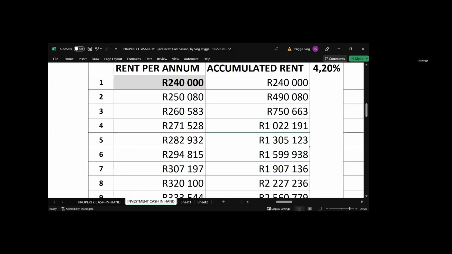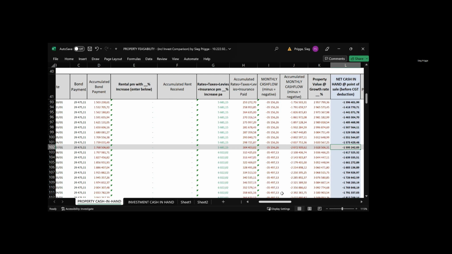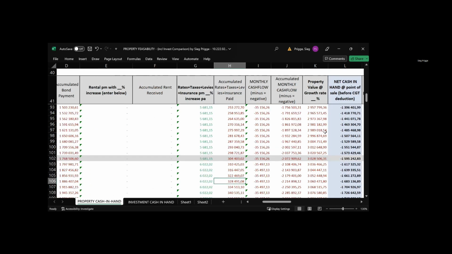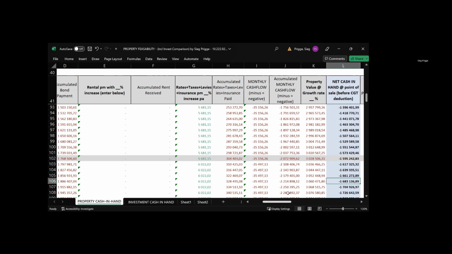On the rental, you would have spent 1.3 million by now. Then your property would be worth about 3 million today. Once again, this is minus that 206,000 Rand in the beginning that we've discussed earlier. We are still on 5 years or 60 months. So how much cash would you have in hand if you would sell the property today? This blue column would have been out of pocket by about 1.5 million.